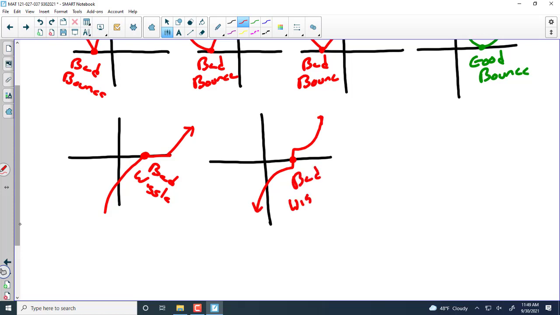It's amazing how easy it is to freak out when you're drawing one of these for the first time and start making up stuff that you don't want to do. That's a bad wiggle too. Don't do that.